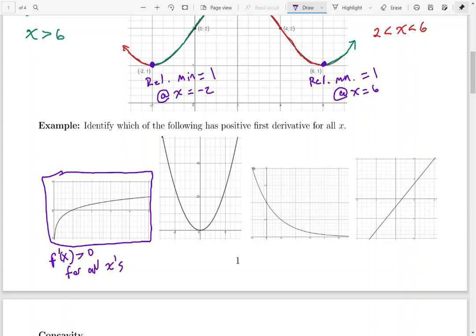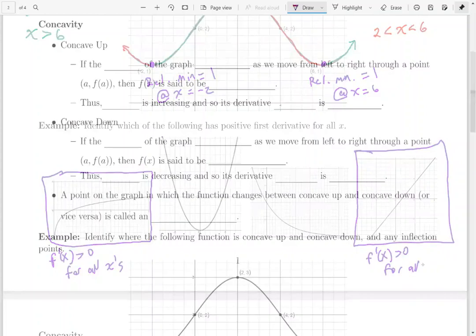Then our next one, let's trace it from left to right. Notice that this thing is decreasing, or falls, as we move left to right. Therefore, it has a negative derivative for all x's. That's not the one we're looking for. Then I have this graph here. This one, as I read left to right, is increasing, and so I claim this one does have a positive derivative for all x's. That is, f prime of x will be positive for all x's.